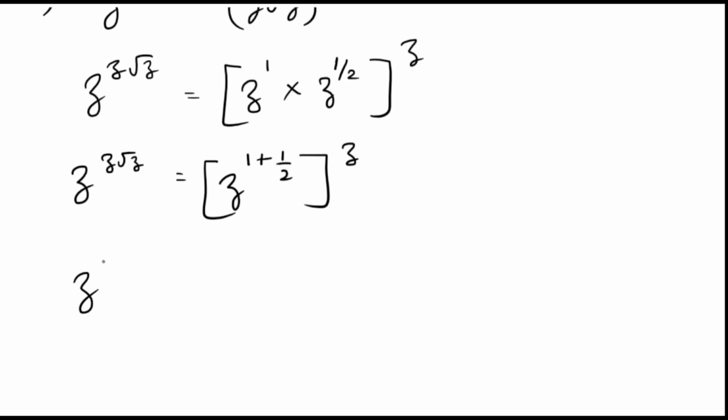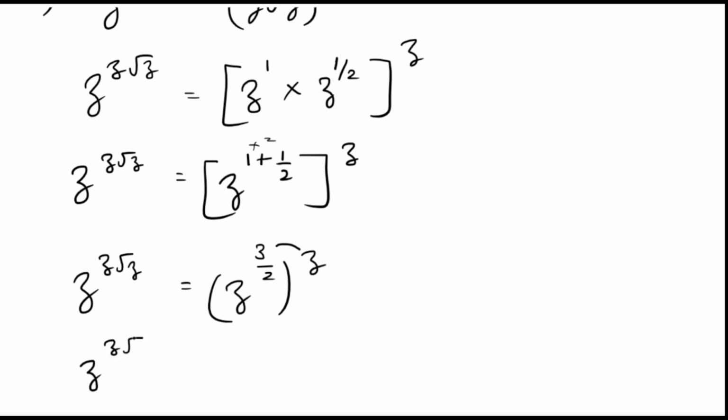If you take LCM, this will multiply by 2. So you'll get 2 plus 1 divided by 2, which is 3 by 2, the whole to the power z. Now this 3 by 2 and z I'm multiplying. So I'll be getting z to the power z root z is equal to z to the power 3 by 2 z.